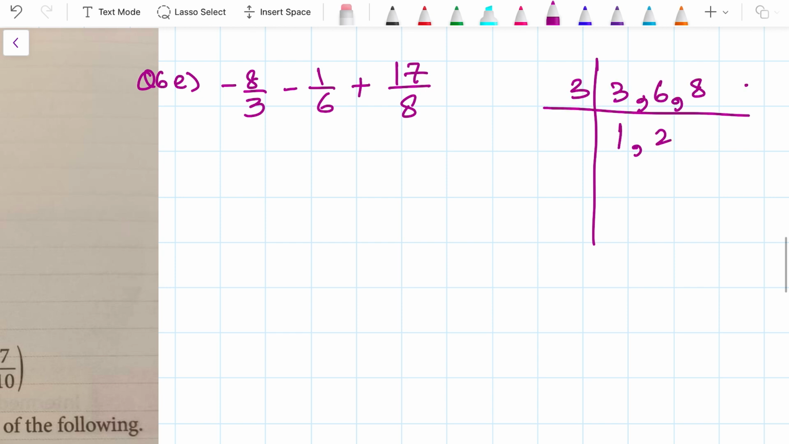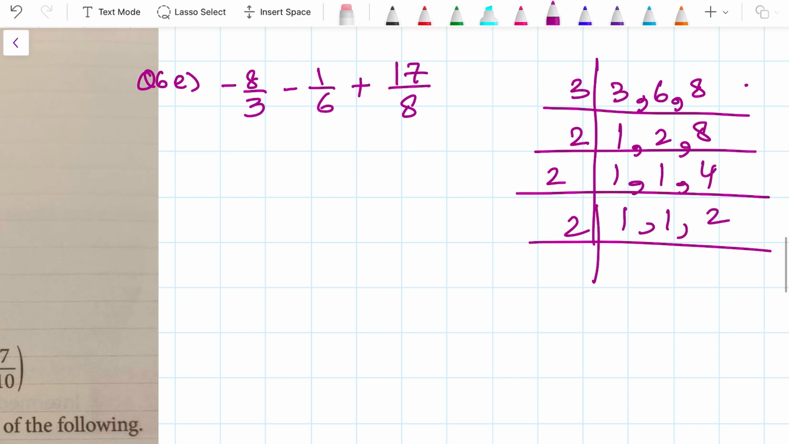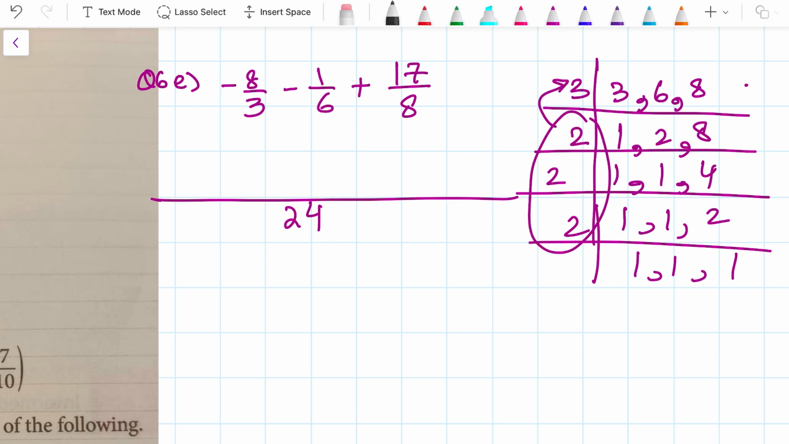3 times 1, 2 times 1. 8 into 3 is 24. Multiply this by 8, by 4, by 3. Minus 64, minus 4, 17 into 3 is 51. 3 times 1, 3, 4, 5.